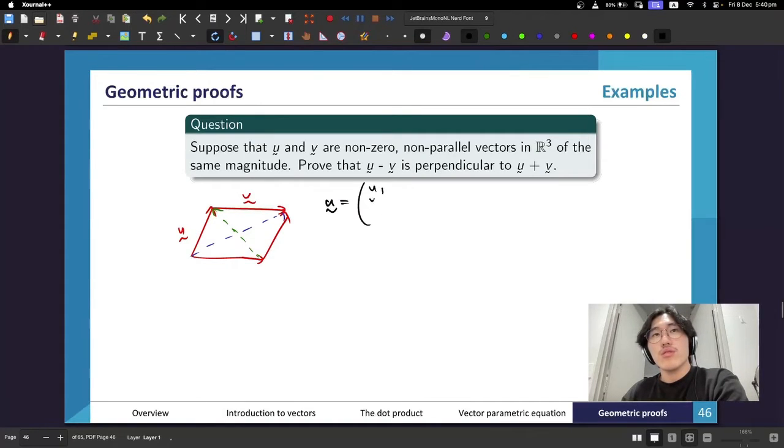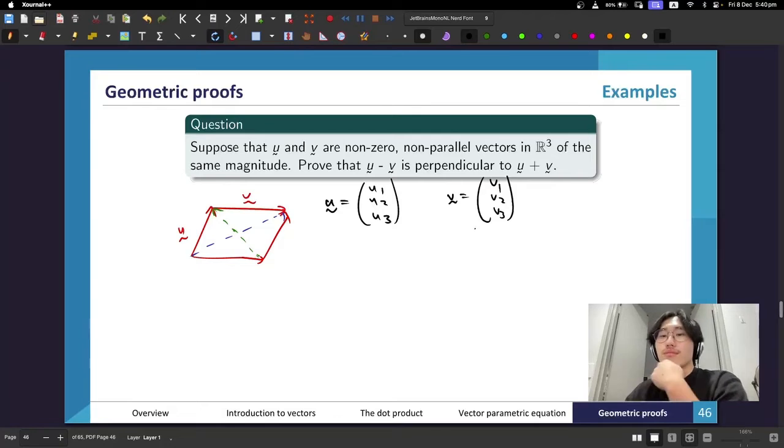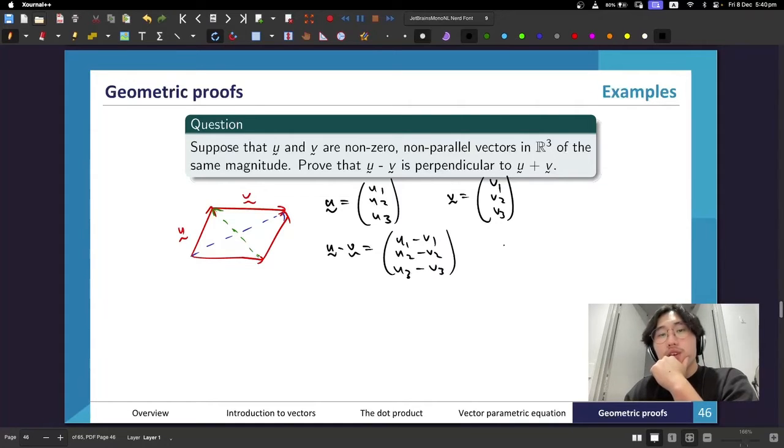So u equals u1, u2, u3. This naming scheme of using subscript to denote x, y, and z is pretty common, by the way. And v equals v1, v2, v3. Okay. Now, u minus v is equal to u1 minus v1, u2 minus v2, u3 minus v3. And u plus v is equal to u1 plus v1, u2 plus v2, u3 plus v3.